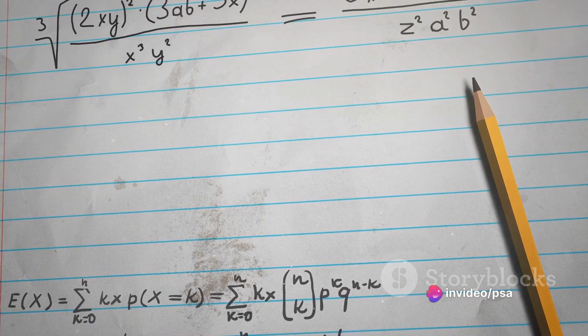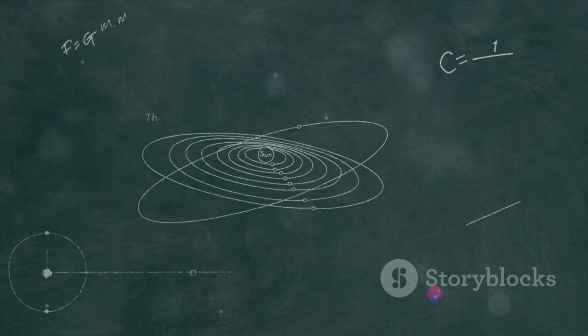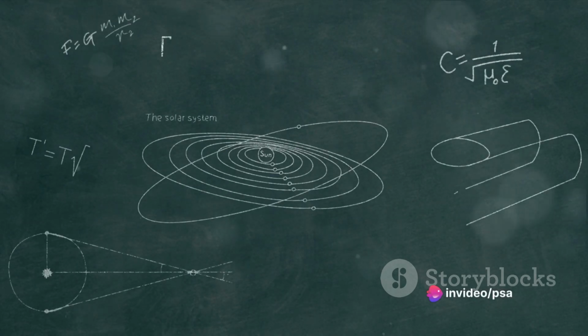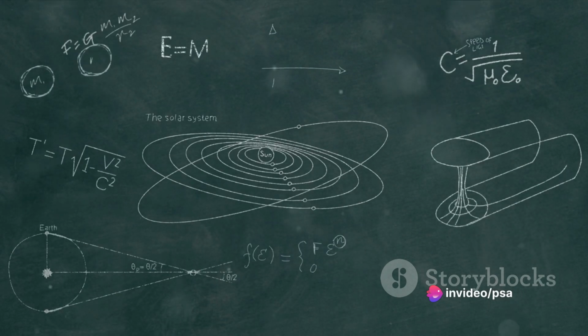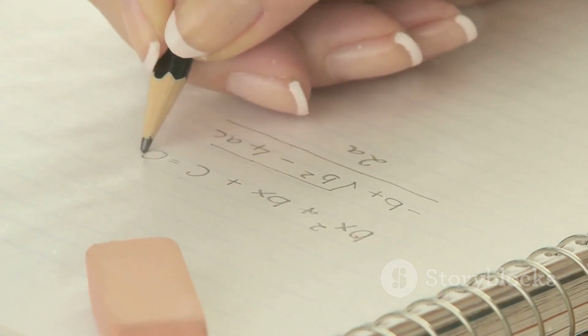Consider derivatives, for instance, the mathematical tools that help us understand rates of change. Whether it's a car accelerating down a highway, or a population of bacteria growing in a petri dish, derivatives give us a way to describe these changes precisely. And the way we define a derivative? You guessed it, through the concept of limits.